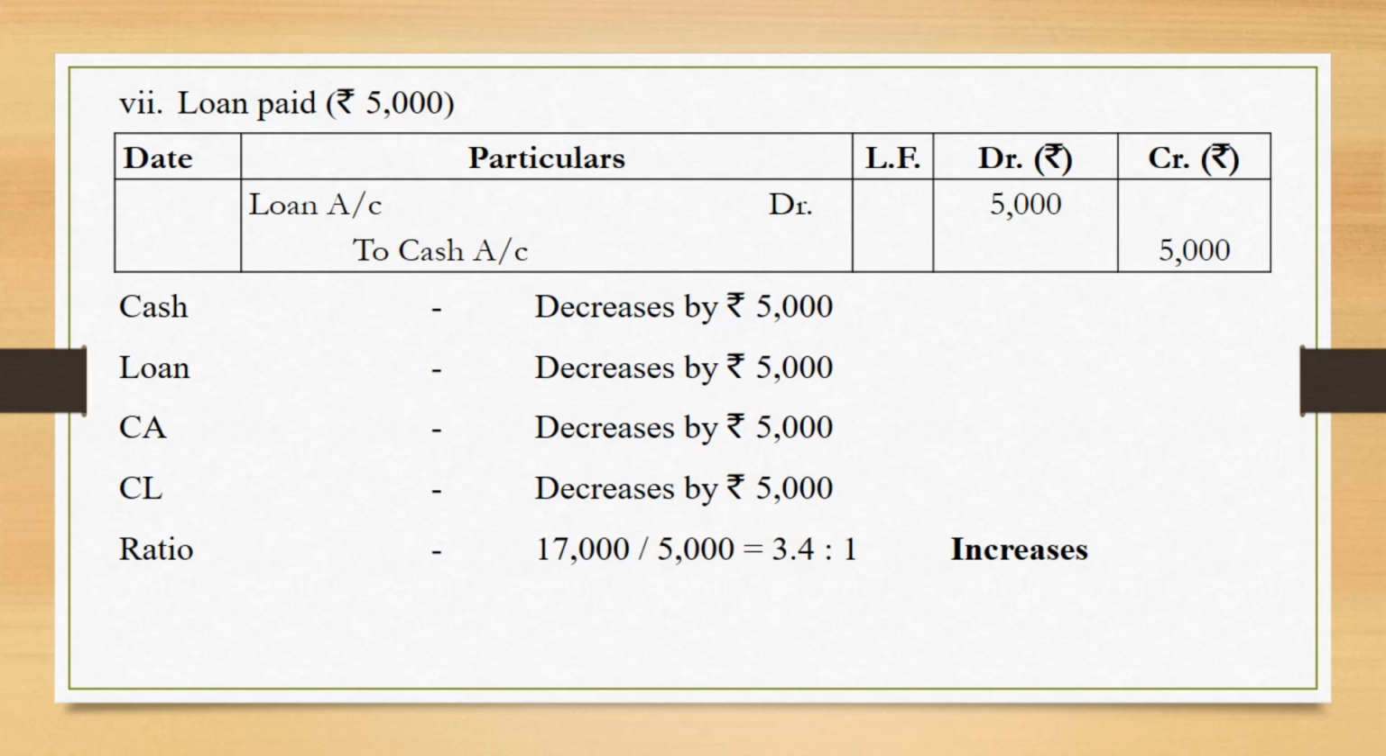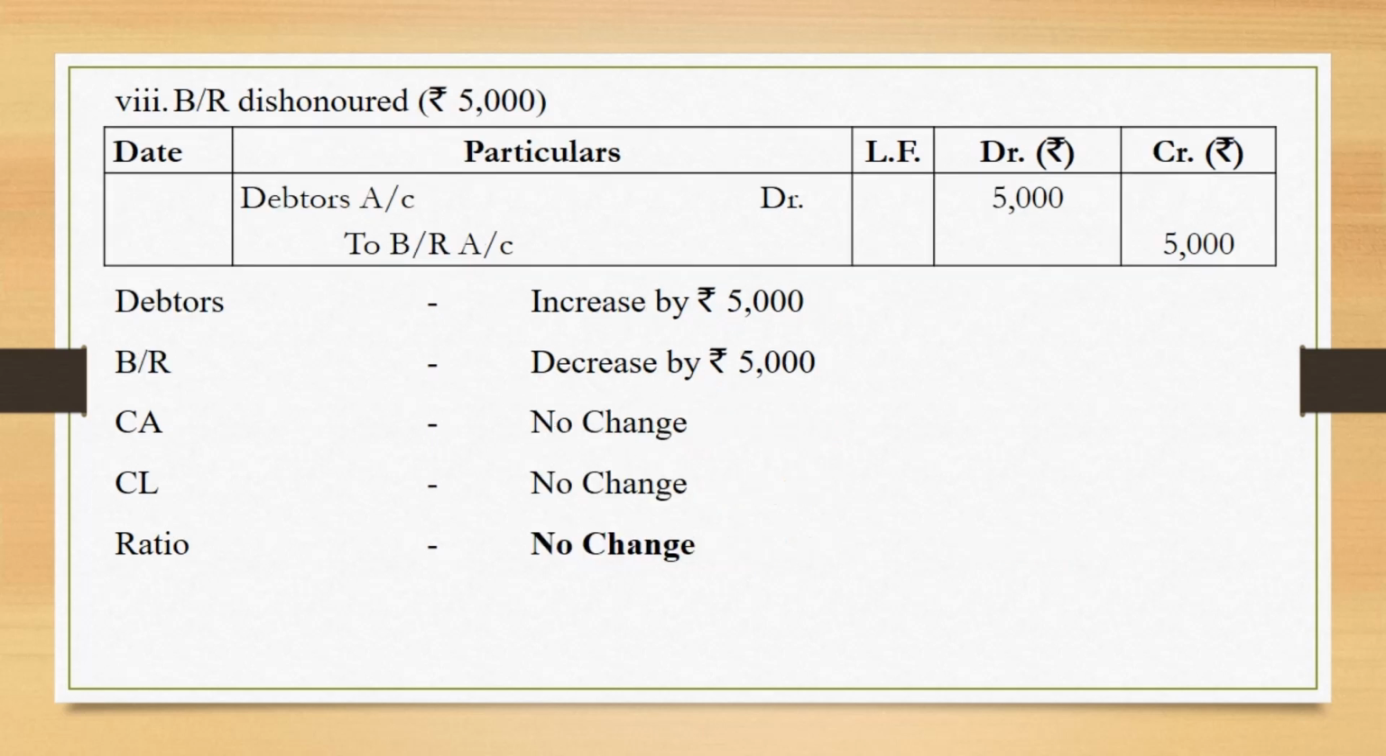So if I place the original assumed values, it now comes to 17 divided by 5, that comes to 3.4 is to 1. So the ratio increases.